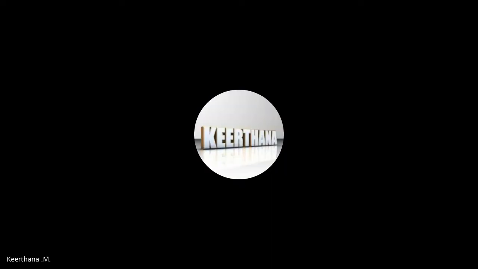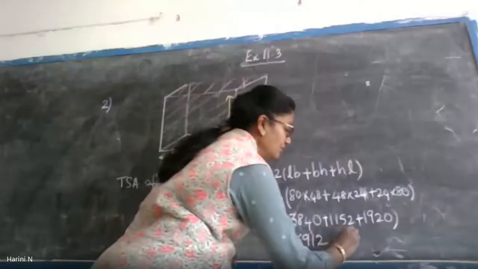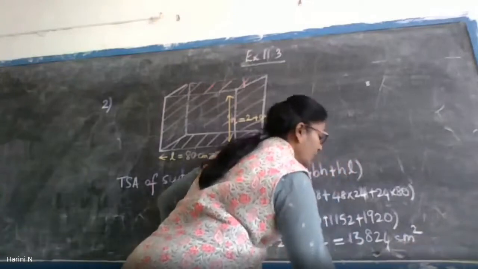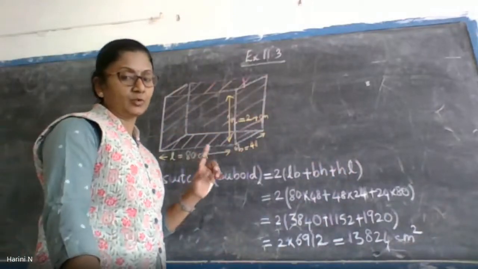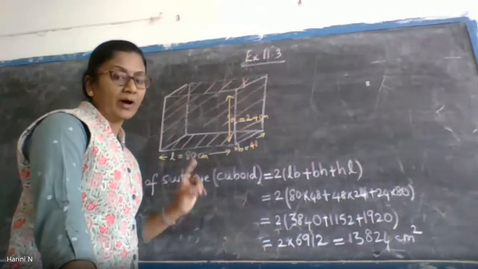Ma'am, 13,824. 13,824. So many centimeters square. So this is the area of one suitcase. That is the total surface area of one suitcase.